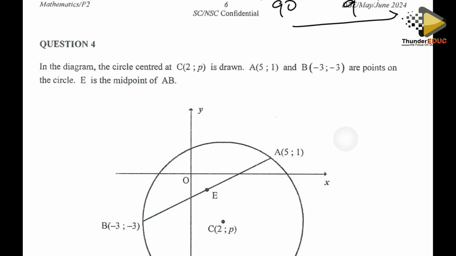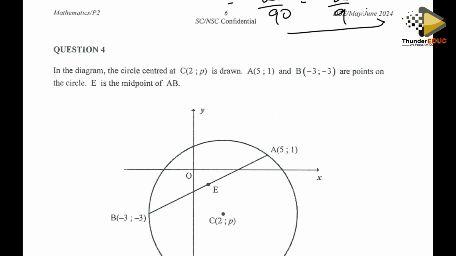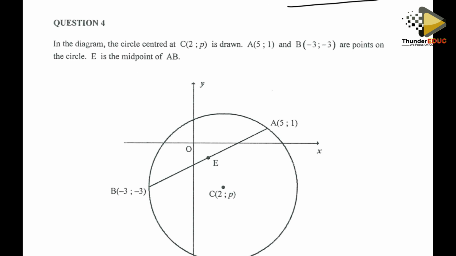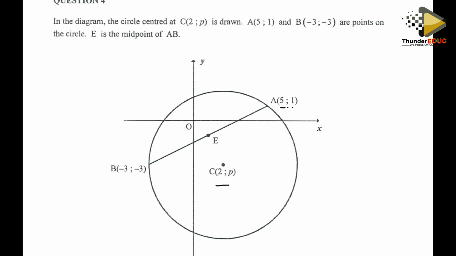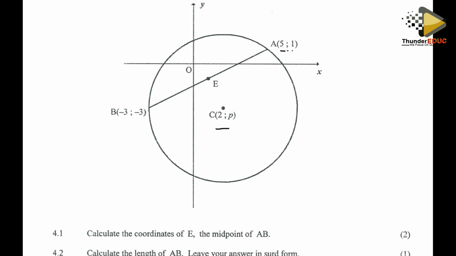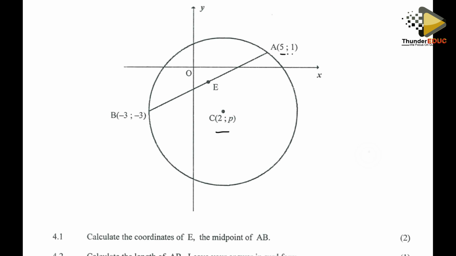All right, question number 4. Question number 4 is telling us that in the diagram, the circle centered at C, which is (2, p), is drawn. A is (5, 1), that's correct, and B is (-3, -3). These are points on the circle, and E is the midpoint. Then they want us to calculate the coordinates of E, which is the midpoint.